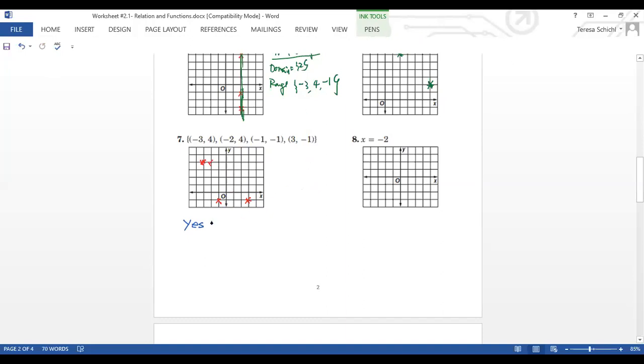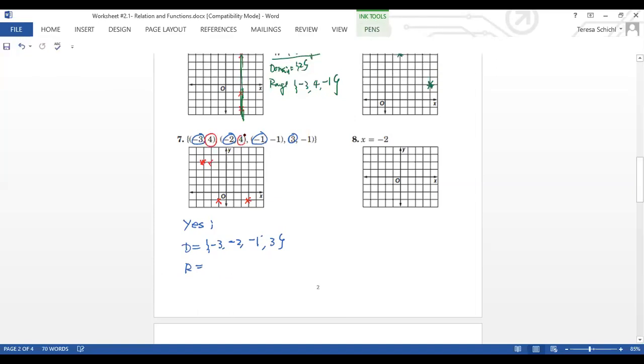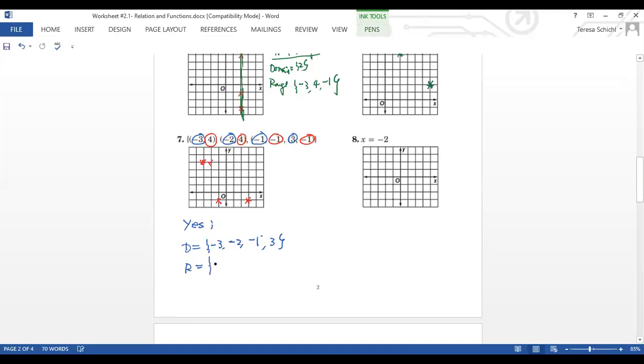Okay, so now let's take a look at what my domain is. Remember, the domain is the x values, the first values here. So the domain is -3, -2, -1, and 3. And the range here is what? The range is the y values, right? So the range here is 4 and -1.